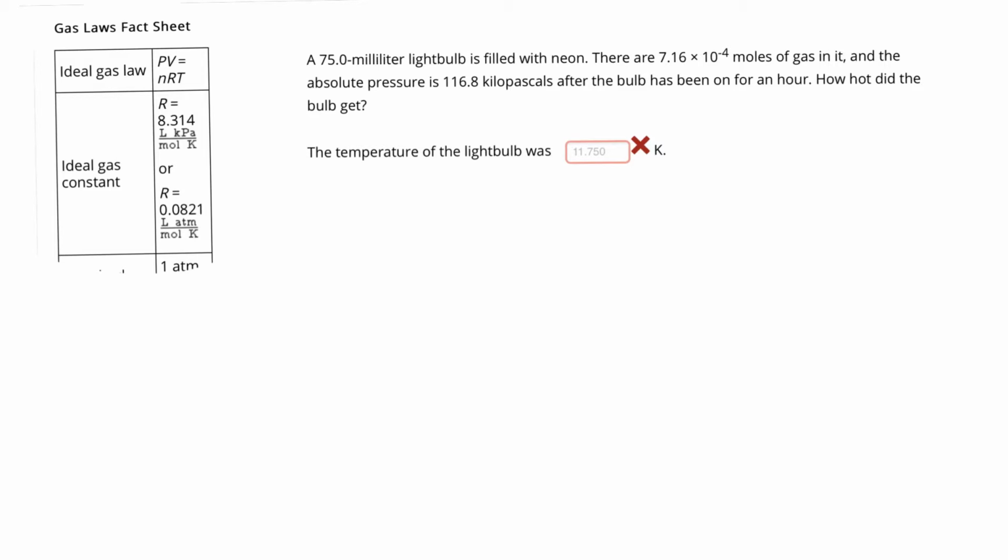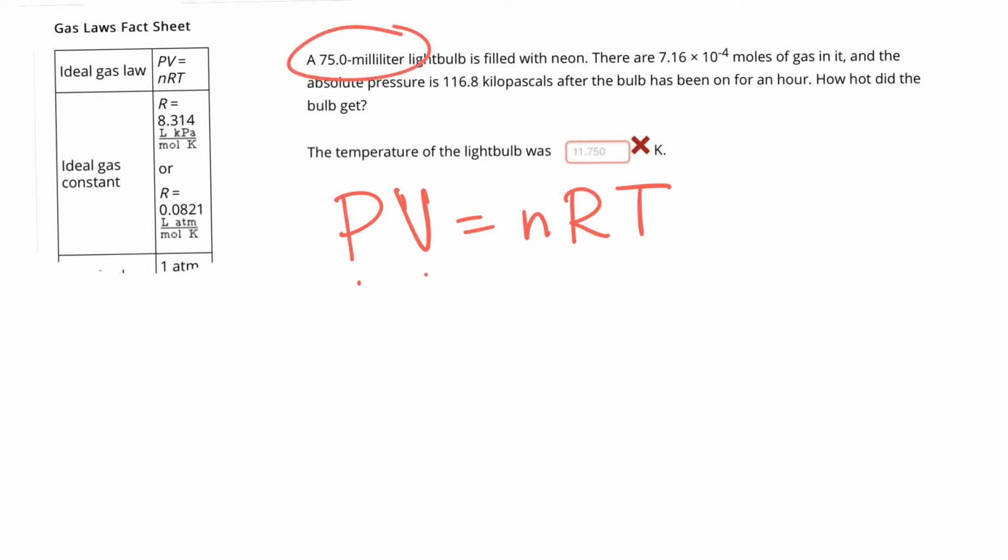Okay, so the first thing we need to write down is our ideal gas law formula. PV equals nRT. P is the pressure. V is the volume in liters, so we're going to have to make a little conversion there. N is the number of moles. R is the gas constant. We'll decide which one of these over here we need, this one or this one. And then T is the temperature in Kelvin.